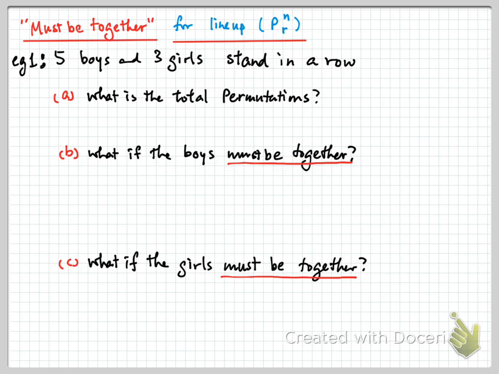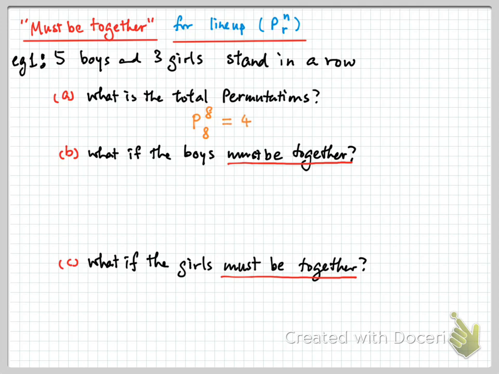So let's take a look at this example, right? In this example, you have 5 boys and 3 girls standing in a row, from the first one to the last one, 8 persons all together. So what is the total permutations? Well, no requirement. It doesn't matter whether each one is a boy or a girl, right? So just look at the total permutation. There would be 8 persons, all right? You line them up together. So the answer is 8P8. You line up 8 persons.